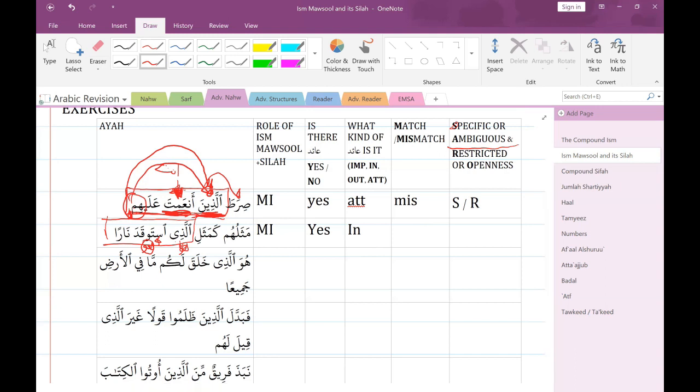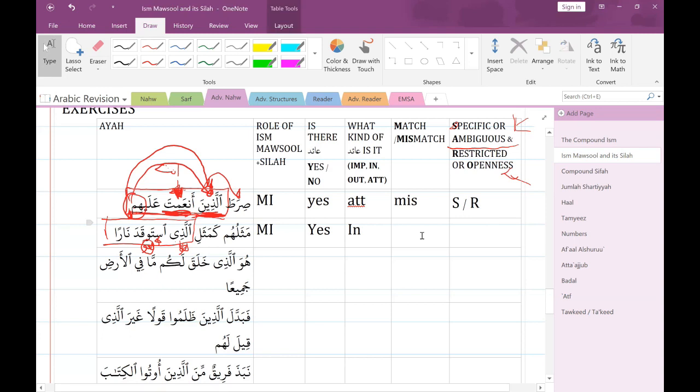Specific and ambiguous has to do with the Ism Mawsool itself. If it's alladhi, it's specific. If it's ma or man, it's ambiguous. But restricted has to do with the a'id. Did we expect the a'id, first of all? And if we expected it, did it come back? If it came back, then it's restricted. If it didn't come back, then now it's open. So this has to do with the a'id, and this has to do with the Ism Mawsool.